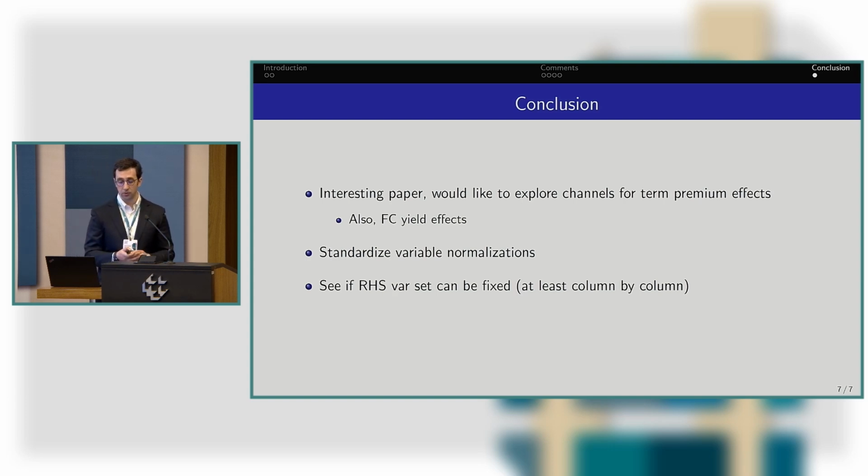I would like to see it take a little more time to explore some of the channels by which some of these main effects could be operating, especially this term premium channel, given that that's not one that has been written about so much. And then there are these empirical comments as well about standardizing some variable normalizations and to see if those sets of right-hand side variables can be fixed to help us interpret these results a little more cleanly. Anyway, so thank you.